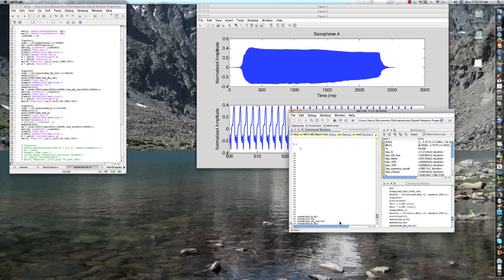This is the sound of the note A on the saxophone, which you're just looking at.